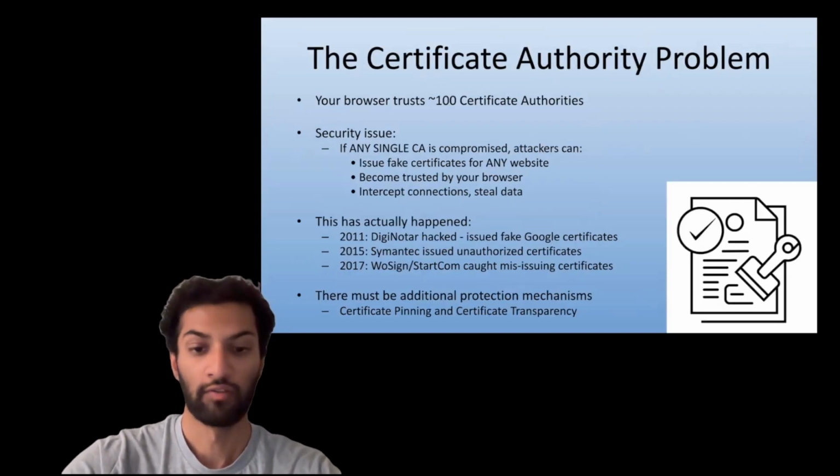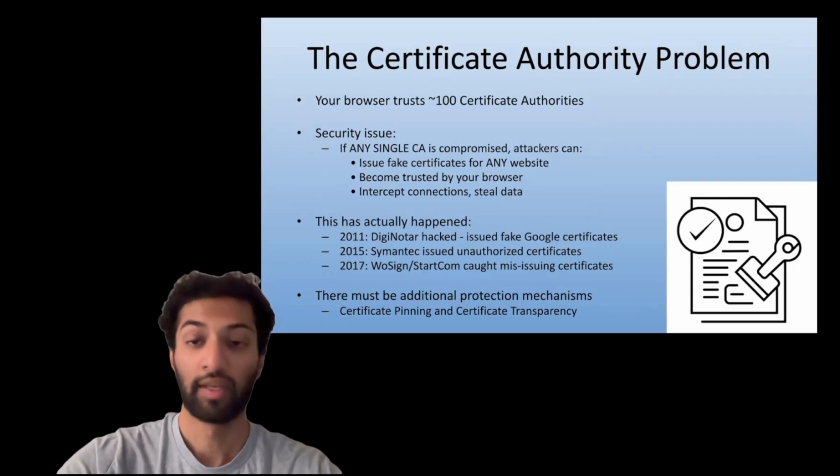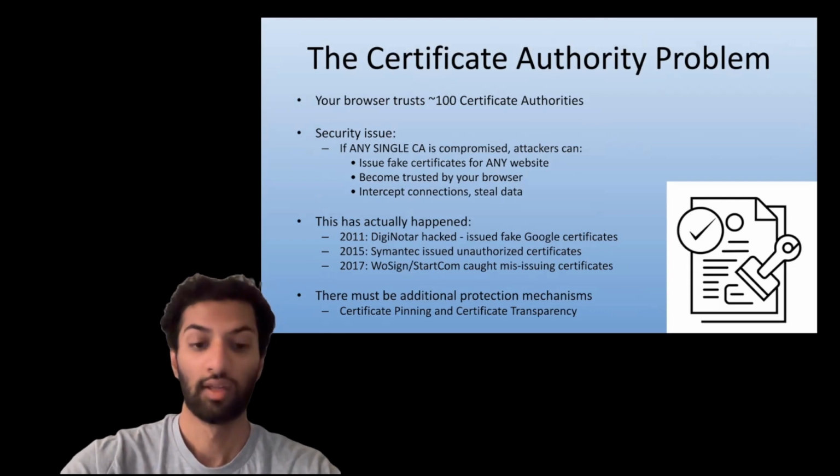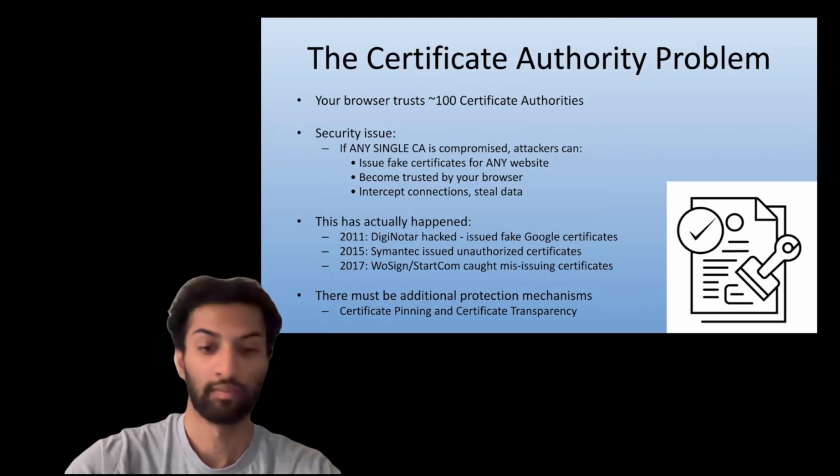But here's the problem. If any one of these 100 CAs gets compromised, attackers can issue fake certificates. This happened to DigiNotar in 2011 and Symantec in 2015. The browser would trust the fake and show the padlock, and therefore we need additional protection.